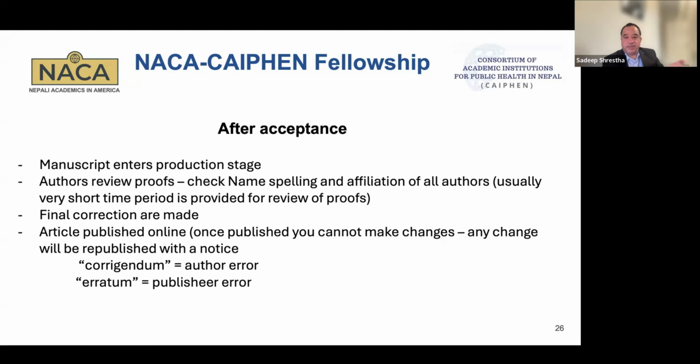So if you see any article with those two words, corrigendum and erratum, a corrigendum is where the author said, "Oh, there is an error," and then they ask the editor, and they have to publish a notice. The other one is erratum, where the publisher themselves made some errors. And then there are others, very rare, but out there, where they have to retract the published article.